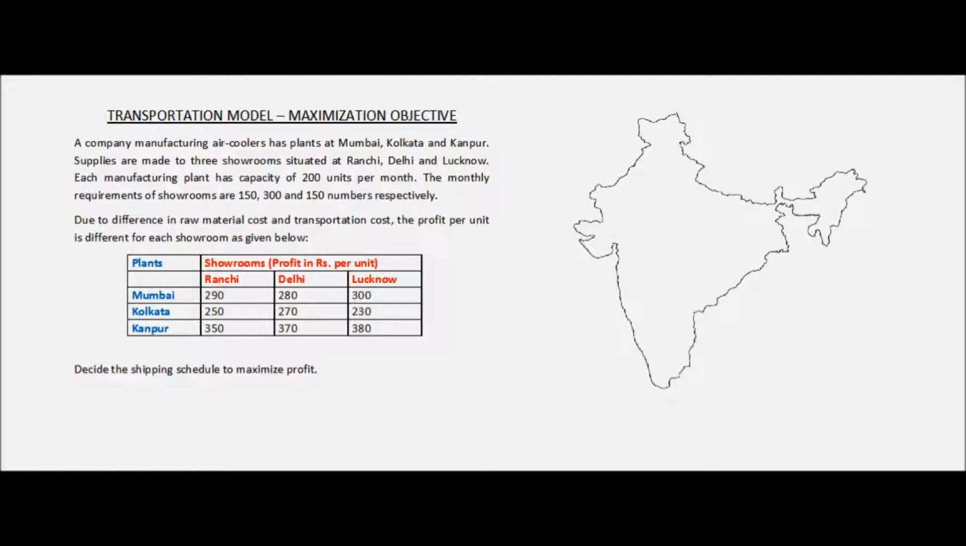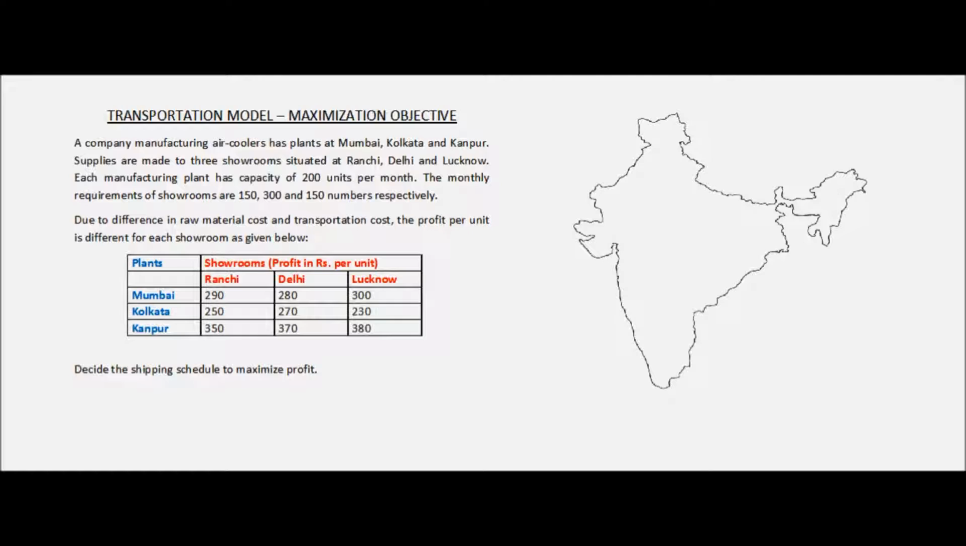A company manufacturing air coolers has plants at Mumbai, Kolkata and Kanpur. Supplies are made to 3 showrooms situated at Ranchi, Delhi and Lucknow. So showroom can in other words be called as stores. So there are 3 stores at Ranchi, Delhi and Lucknow. Each manufacturing plant has capacity of 200 units per month. The monthly requirements of showrooms are 150, 300 and 150 numbers respectively.